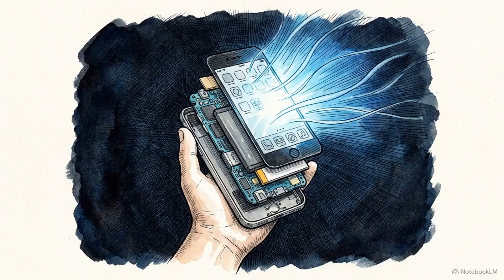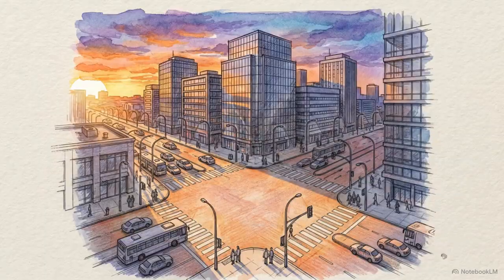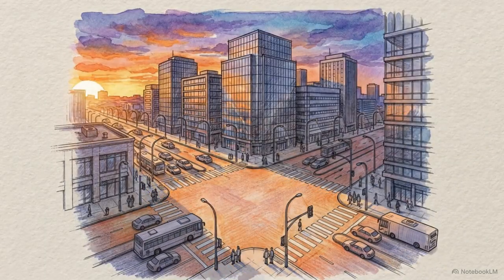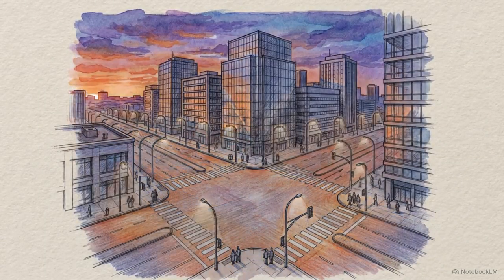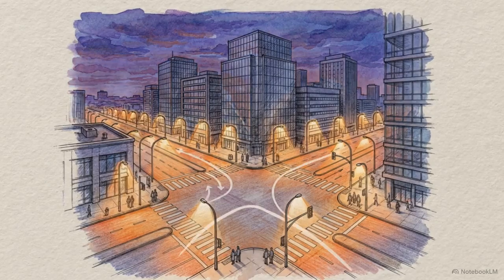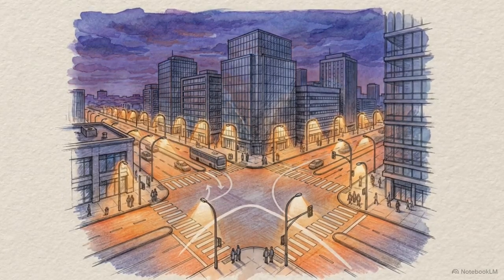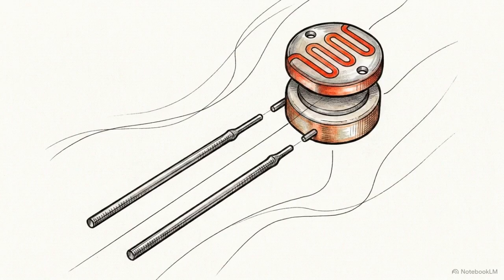Ever notice how your phone screen adjusts its brightness when you walk into a dark room? Or how a city street illuminates just as the sun dips below the horizon? These devices respond to the light level in real time. That automation is possible because of a small component called a light-dependent resistor, or LDR.